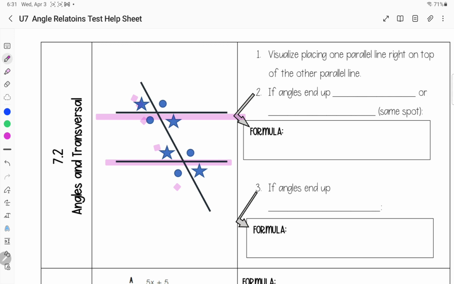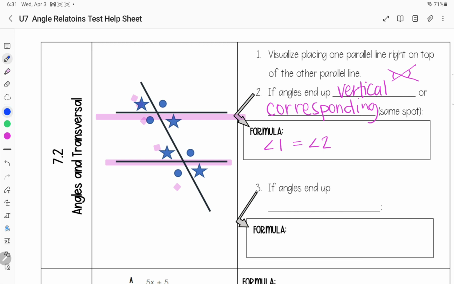So if we move the one line on top of the other and the angles end up vertical, and if you want to draw a picture of these, you can. Vertical means when we trace our angles, they're not touching, or corresponding, so in the same spot. You're only going to trace one angle. It's like when you move it, they're going to be in the same spot. Our formula is going to be angle 1 is equal to angle 2. So you're going to set the angles equal to each other.